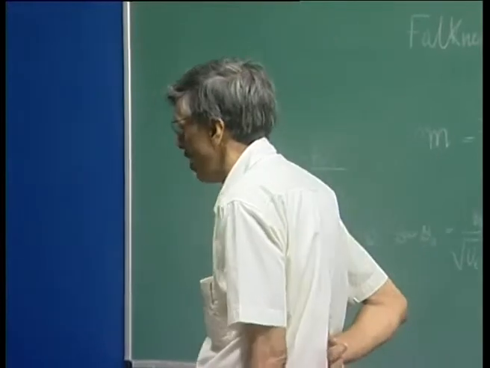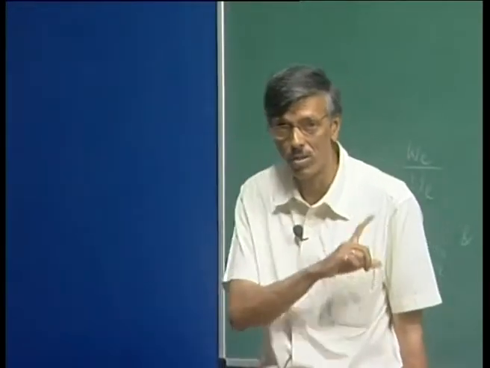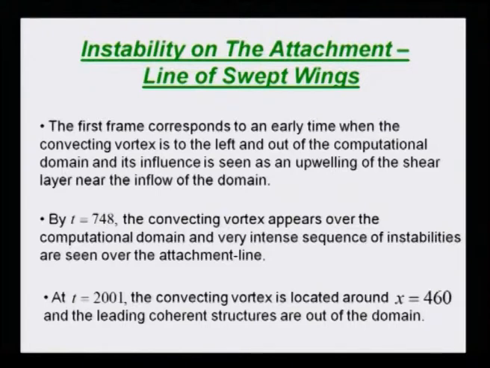Take a look at there and you will find out the receptivity of the boundary layer for different C. So, what we just now saw, we can make this following comment. The first frame corresponds to an early time when the convecting vortex is to the left and out of the computational domain, and its influence was seen as an upwelling of the shear layer near the inflow. By the next frame, we saw the convecting vortex has appeared over the computational domain, but we also see a very intense sequence of instabilities over the attachment line.